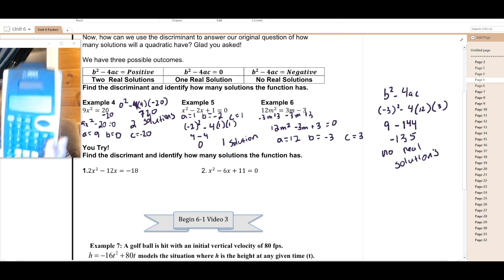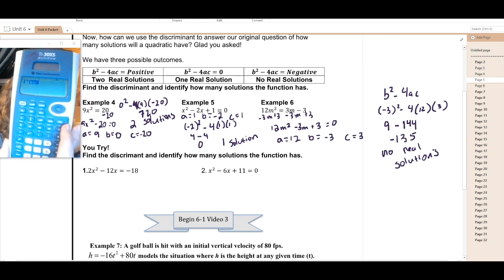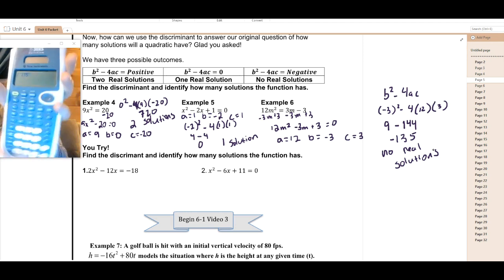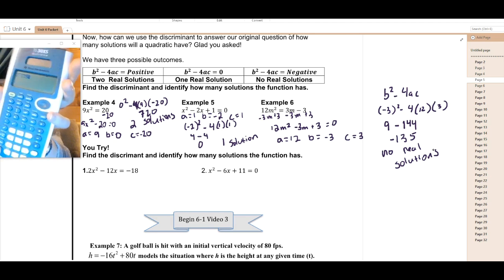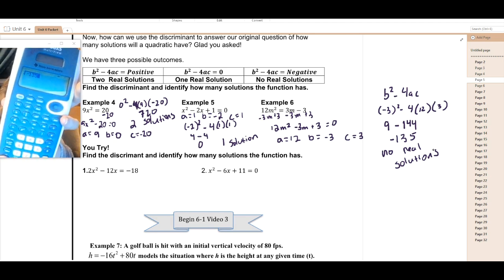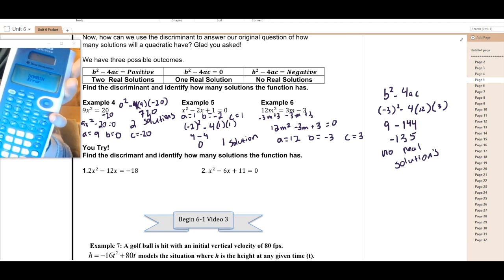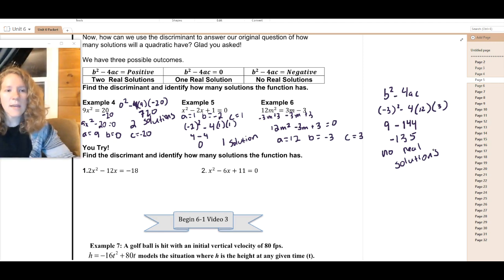So I've got typed in square root of negative 135. When I hit enter there, I get domain error. That's because we can't take the square root of a negative. In future math classes, you'll learn a way to deal with that, but for now, let me just tell you, you can't take the square root of a negative.